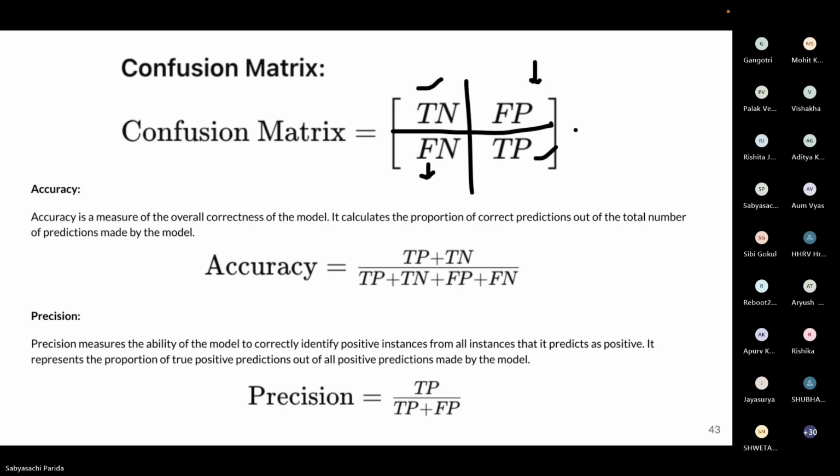Okay. Suppose our target value is 1 and we have predicted that as 0. Okay. So is this a true positive or a true negative, or false positive or false negative? Can anybody say? This was my actual and this is what I have predicted. Is this true positive or true negative, or false positive or false negative?